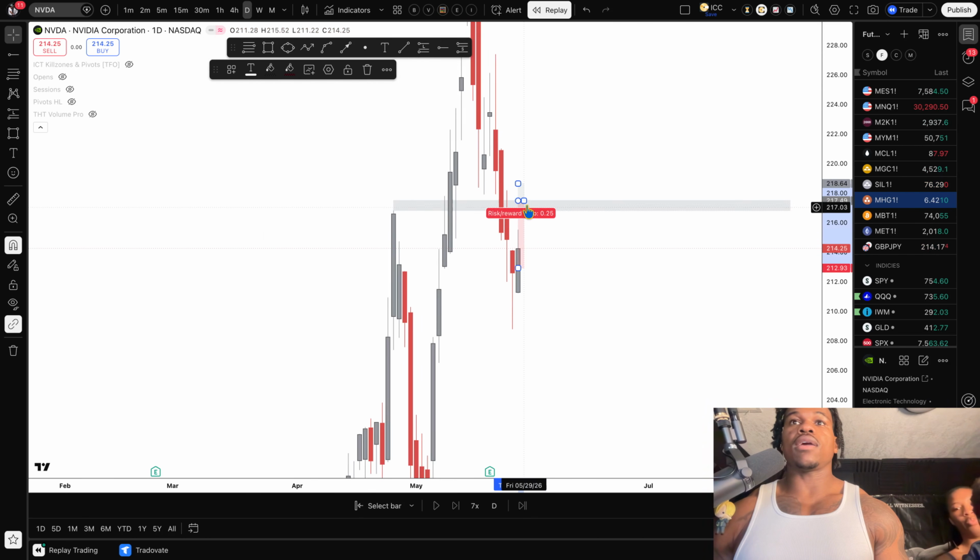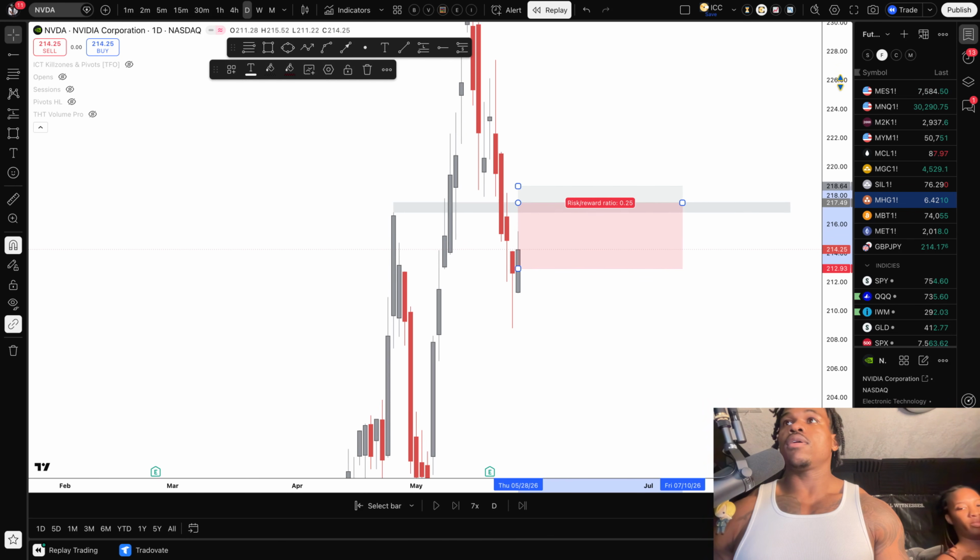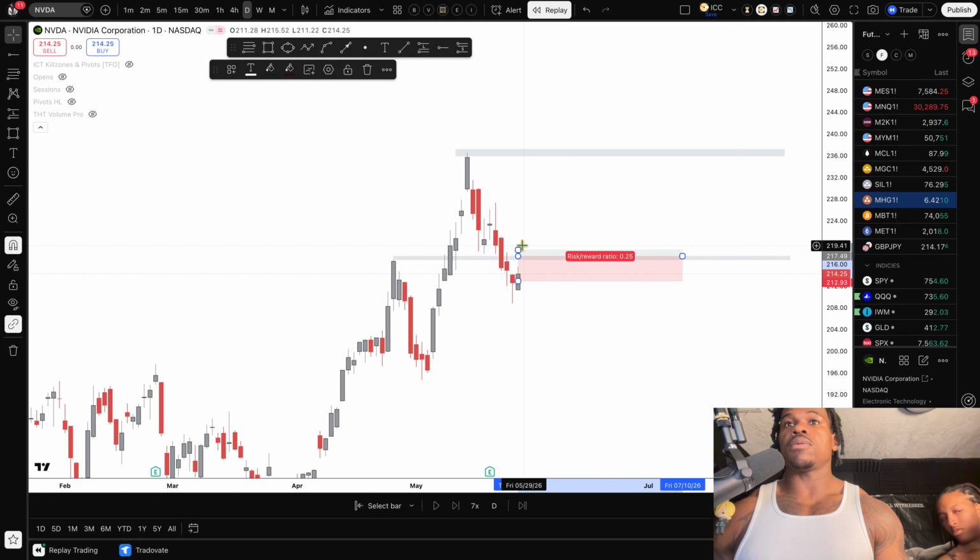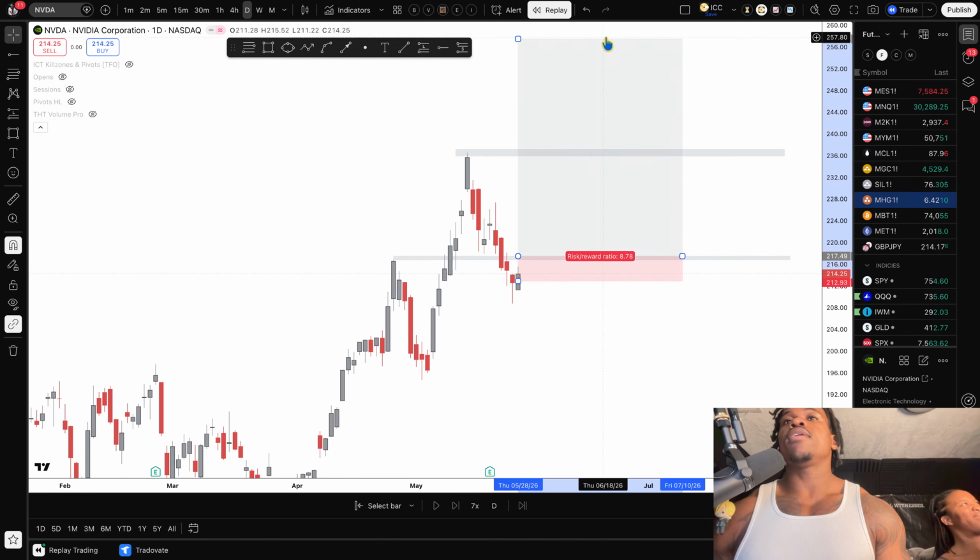It's not gonna take too long for it to just jump. It's not gonna take long at all for it to jump straight to 236 and higher. Because why? Market structure. The trend should continue.